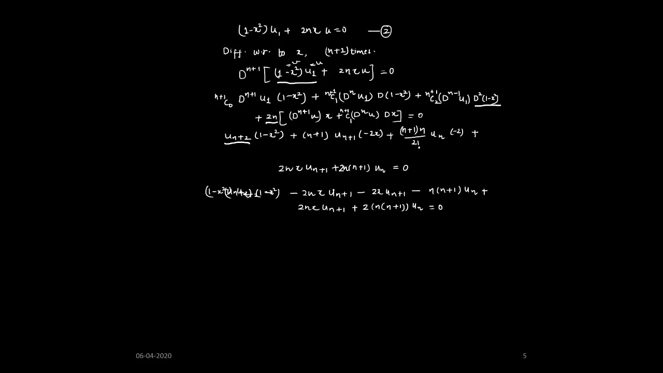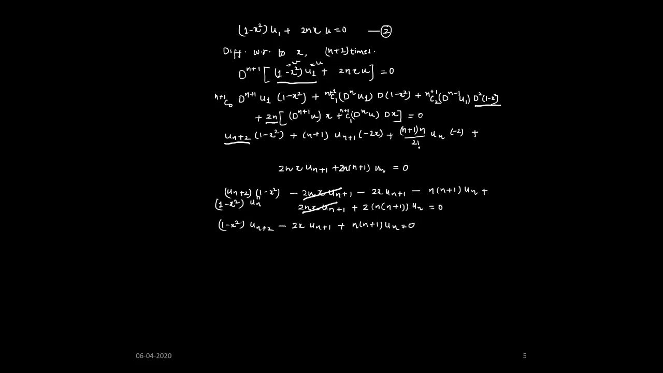Now in the next term I can write this as 1 minus x square un plus 2, and now you can see that we have 2nx un plus 1 and minus 2nx un plus 1, so this will be cancelled out, right? So we are left with minus 2x un plus 1, and here see that n plus 1 un, and we have 2n plus 1 un, so after adding these two terms we'll get n plus 1 un equals to 0, right?